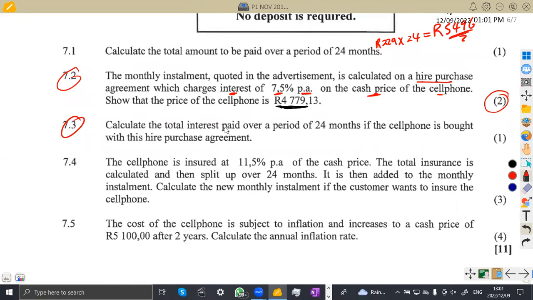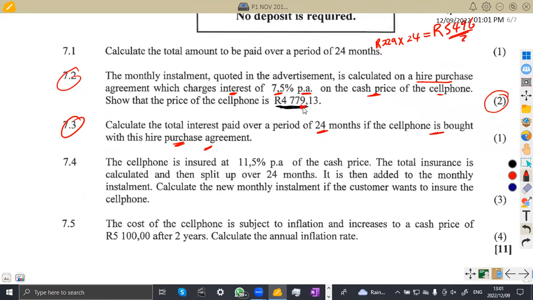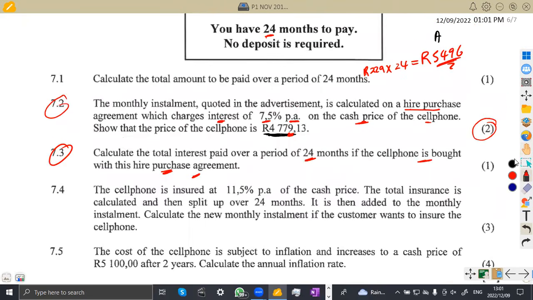On 7.3, calculate the total interest paid over a period of 24 months if the cell phone is bought on a hire purchase agreement. So we're supposed to buy the phone at this price, but we bought the phone at this price, which is a bigger price. So for the interest, you simply have to subtract. So it's going to be 5,496 minus the initial amount that you're supposed to have bought this phone for, which is 4,779.